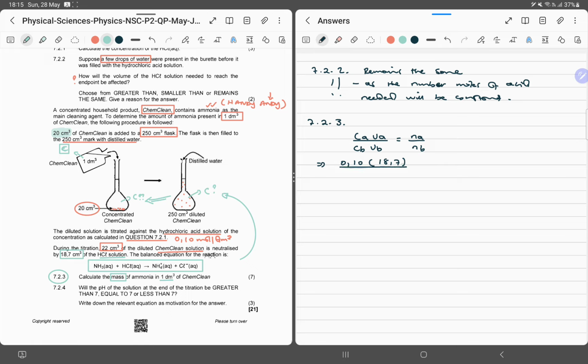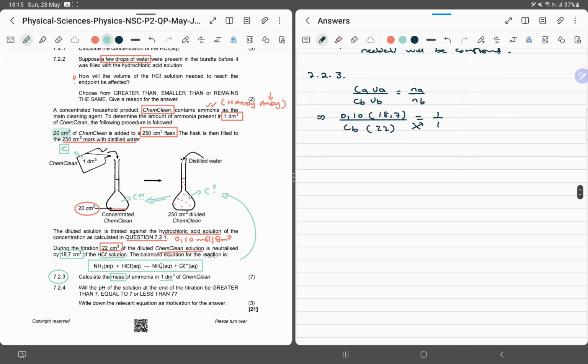Now divide by, now the concentration of the base is what we want, but the volume that we used is 22 of the bigger one. Okay, now this is a 1-to-1 ratio, so it's just going to be 1/1. Again we do our favorite gymnastic of cross multiplication, which is very versatile indeed. This will tell us that our concentration of base is going to be 0.10 into 18.7. These volumes you don't need to convert because they are in a ratio, so we can actually sort them out just right.